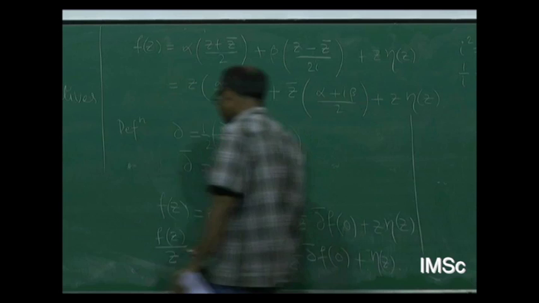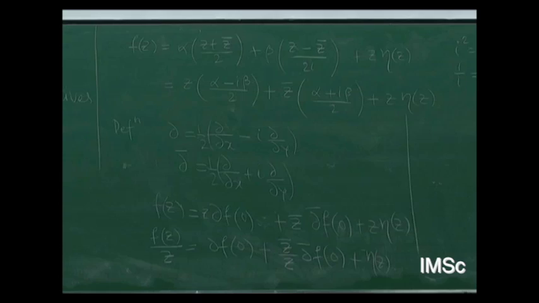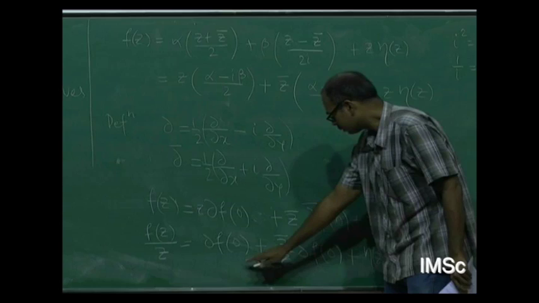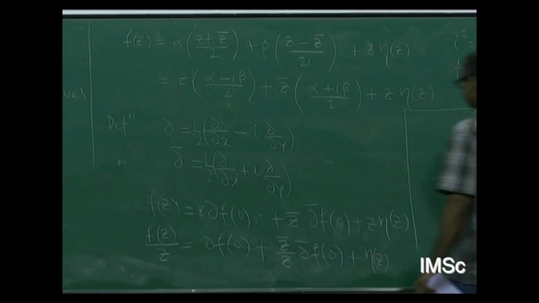So now when we let z go to 0, this quantity is the derivative of f at 0, and this nu z goes to 0. So now this thing is just a constant, but this has a problem. The problem is the following. This quantity is z conjugate by z.